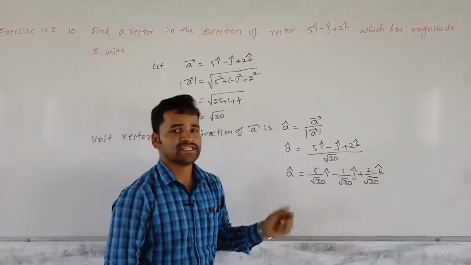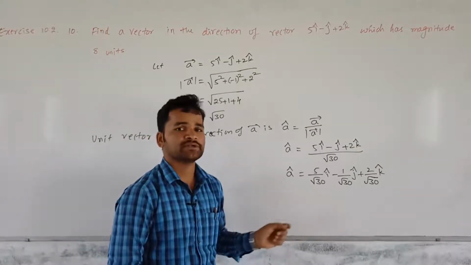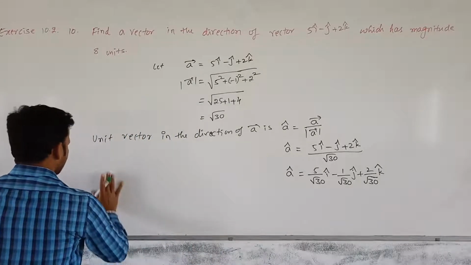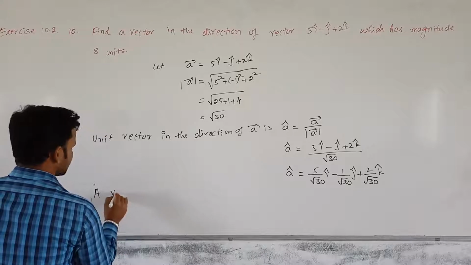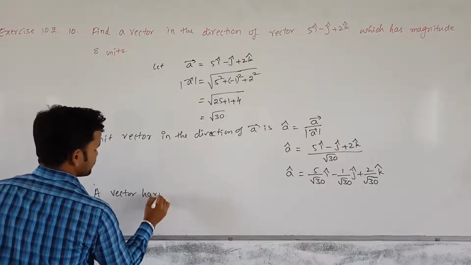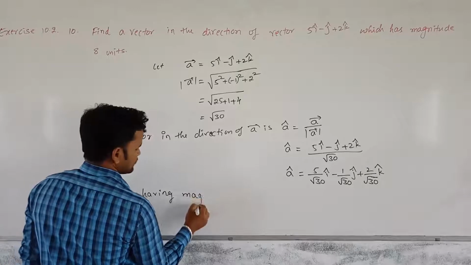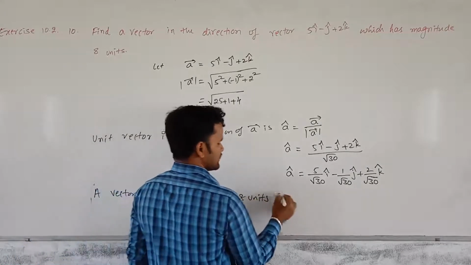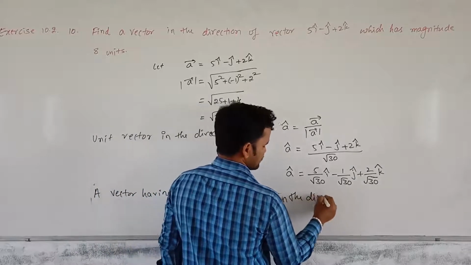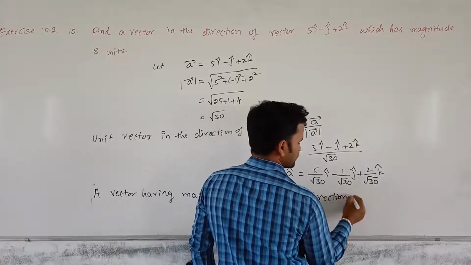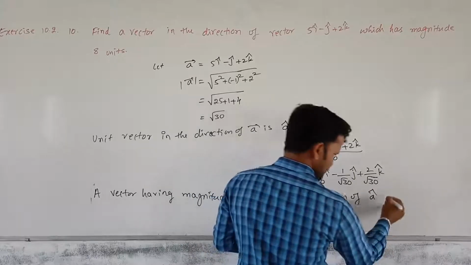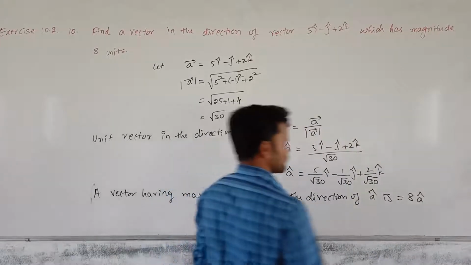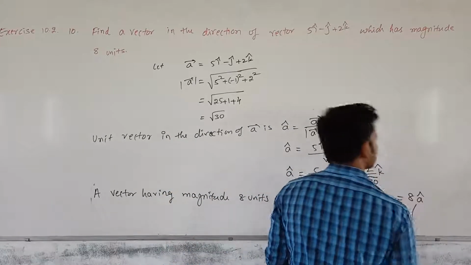We need to find a vector in this direction itself having 8 units of magnitude. Now, a vector having magnitude 8 units in the direction of A cap is equal to 8 into A cap. That's all. 8 into A cap. What is this A cap?